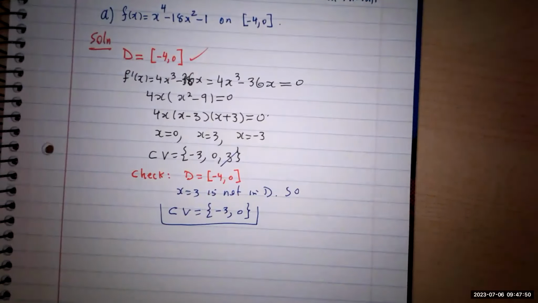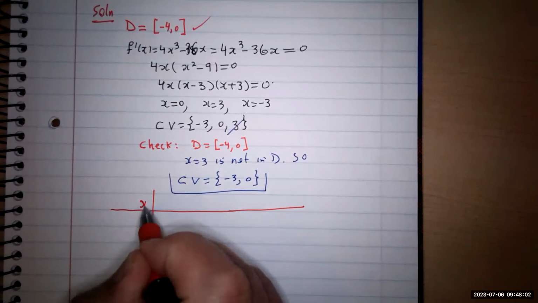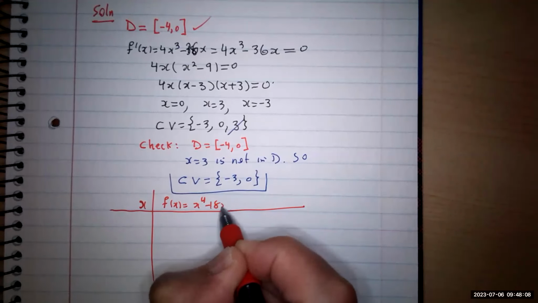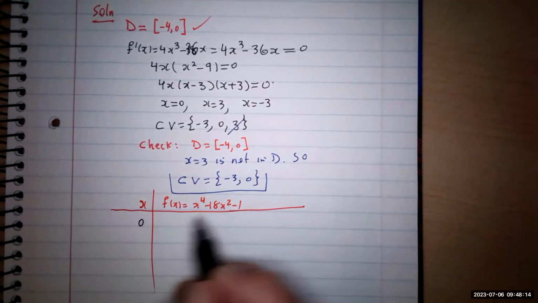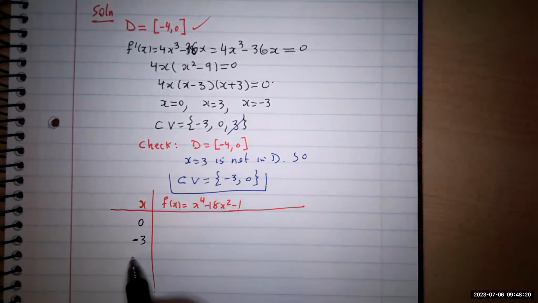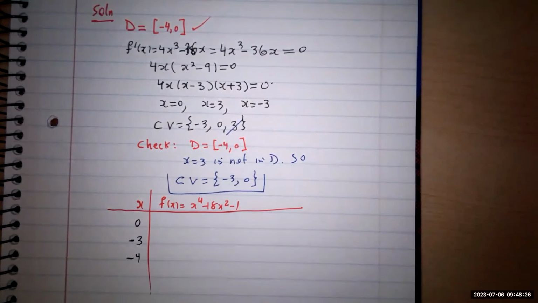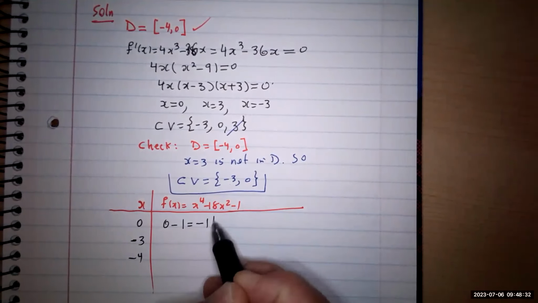So the candidates are going to be now: you have to find f of 0, f of -3, and f of -4, and compare them together. We usually make a chart: x, f of x, which is x to the 4th minus 18x squared minus 1. So we have to find f of 0, f of -3, and f of -4 only. Make sure you don't bring the 3 here, because 3 is not in your domain. Substitute over here, that gives you 0 minus 1, which is -1. This is one candidate.